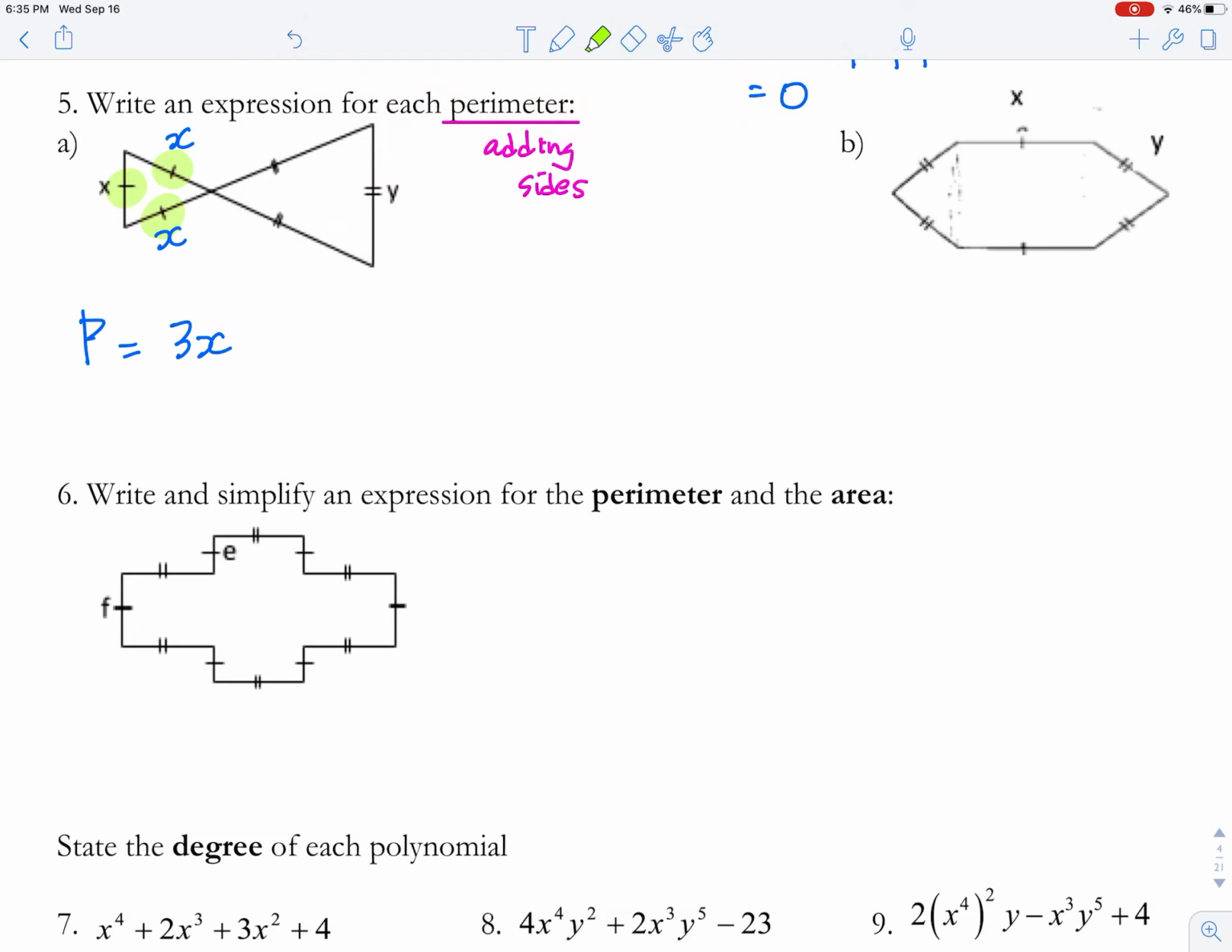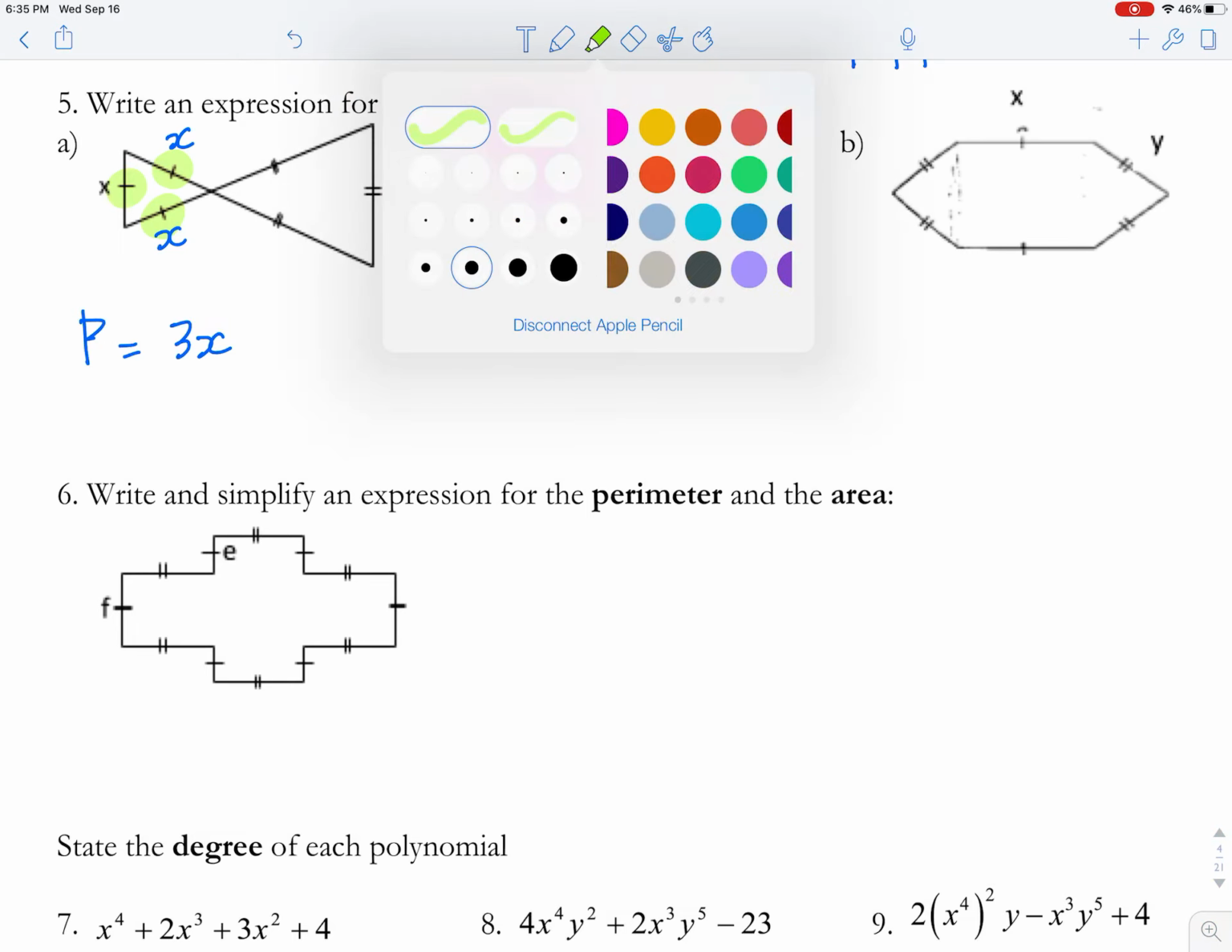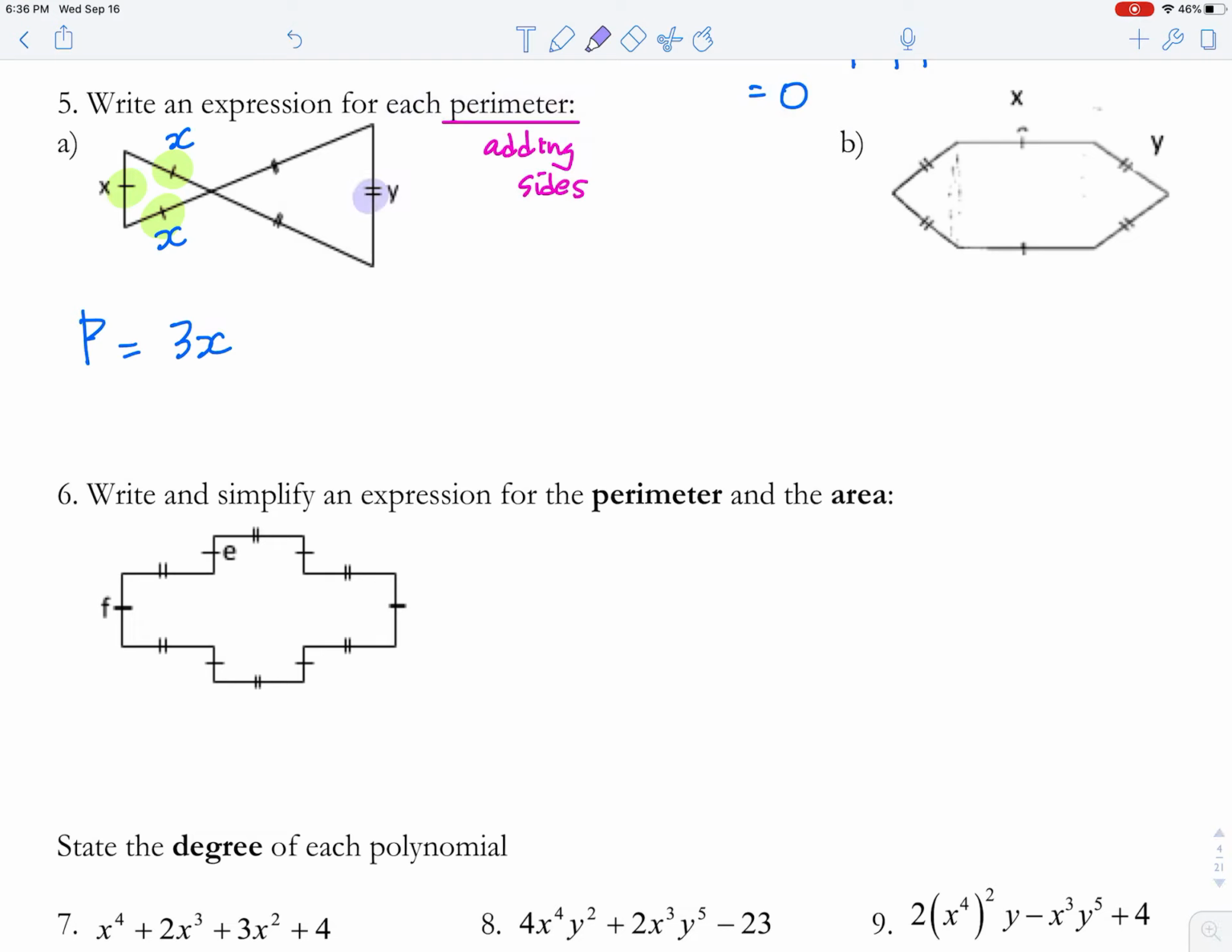And then here, different color. Here, double cross, I don't even know what that's called. The double going across the line. So that means this is going to be a y and this is going to be a y. So we have 1, 2, 3 y's. So it'd be 3x plus 3y. And that'd be it.